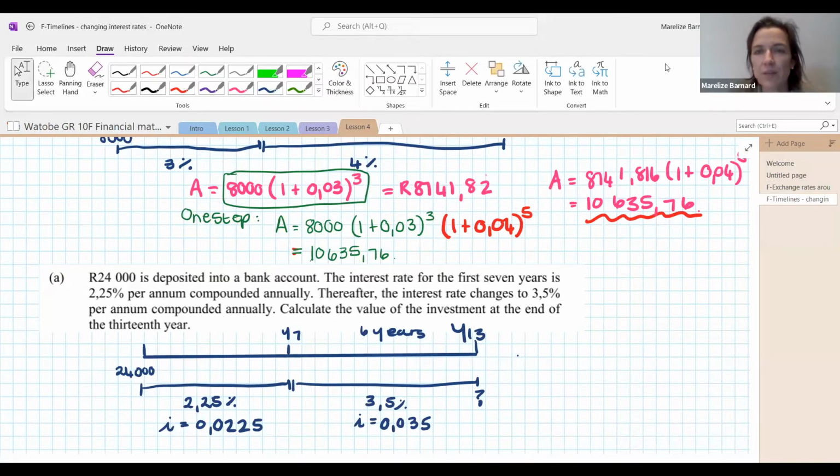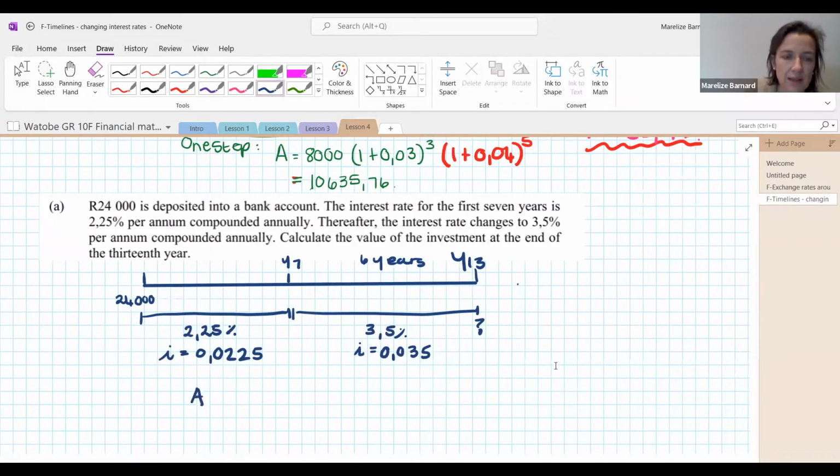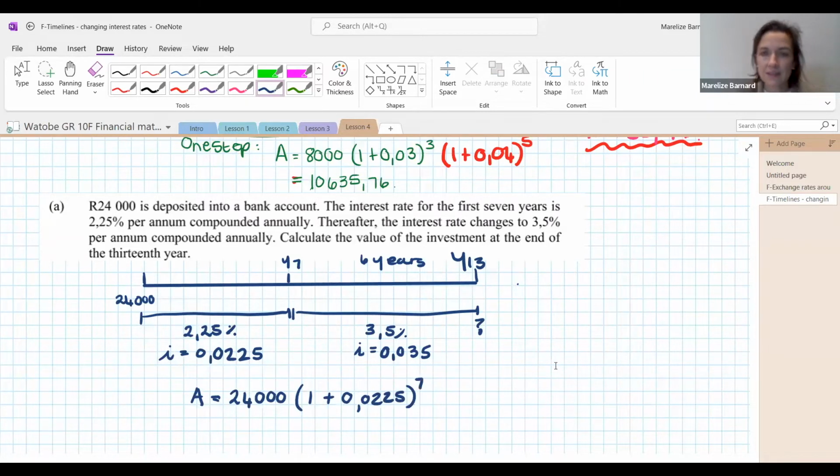Okay, so some people have already posted an answer. Let's go for the one-step option. And let's say, okay, I've got my 24,000. To calculate the interest for the first 7 years, we're going to go 1 plus 0.0225 to the power of 7. And at that point, the interest rate changes. So we change our interest rate as well, and we make another bracket, 1 plus 0.035 to the power of 6.